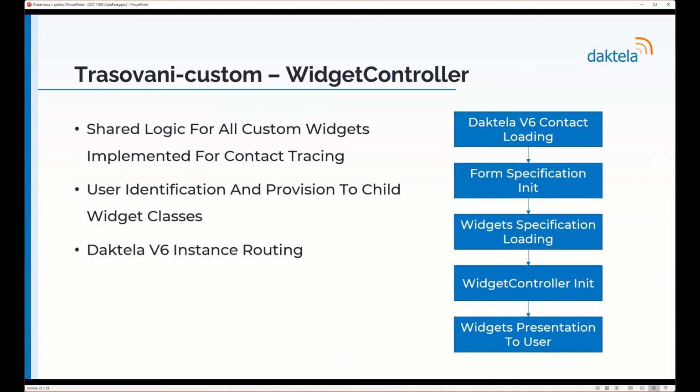Third part of the application is the widget controller. It is the parent of all the widgets that you've seen in the lower part of the application. It contains shared logic. It contains the user identification and provision to the child classes, which means that, for example, you would have a widget that would work with the sick note application. It would be a child of this widget controller. It would use some generic methods from this class. And for example, this widget would be as well used for the routing definition for individual widgets.